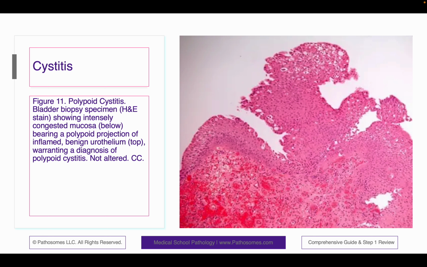And here we can see actually a polypoid lesion that was obtained from a bladder biopsy showing intensely congested mucosa. That's all that red, particularly in the bottom left-hand corner. And there's this polypoid projection of the inflamed benign urothelium. This is polypoid cystitis.